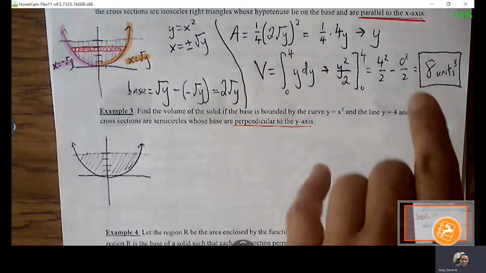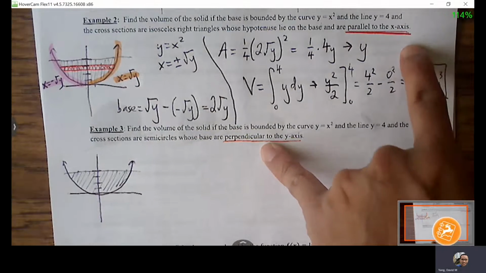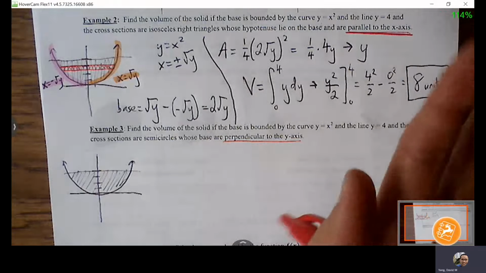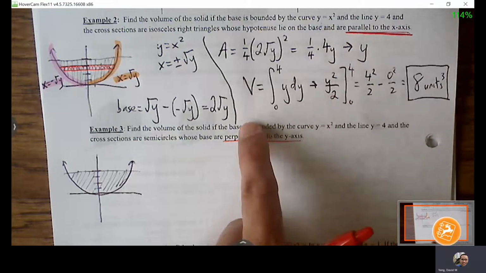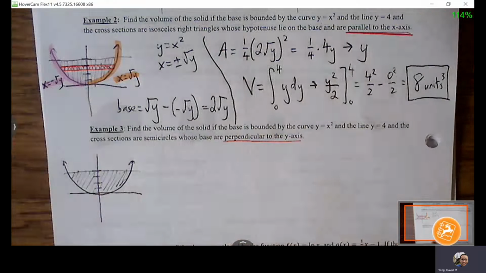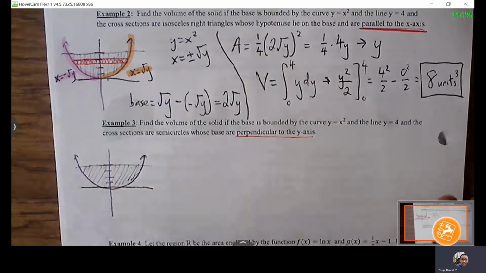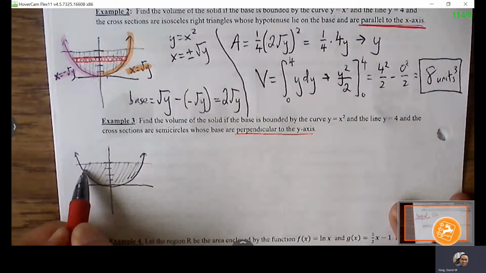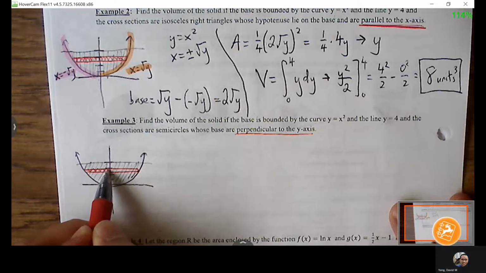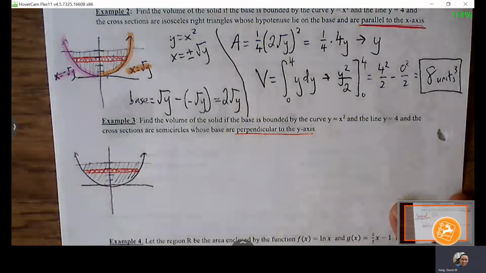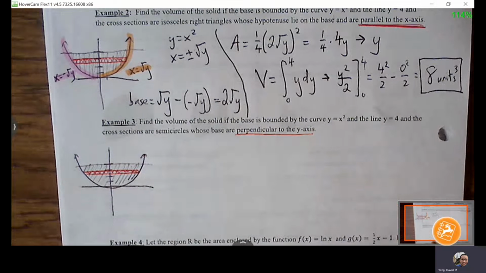So just be aware that there are 4 different ways that you can say horizontal or vertical. You can say parallel or perpendicular to the x-axis. You can also say perpendicular or parallel to the y-axis. So just take your time, read it carefully, and visualize it so you don't accidentally draw it in the wrong direction. So really, it's going to be the same base, right? Same base as before, same bounds, just a different area formula.